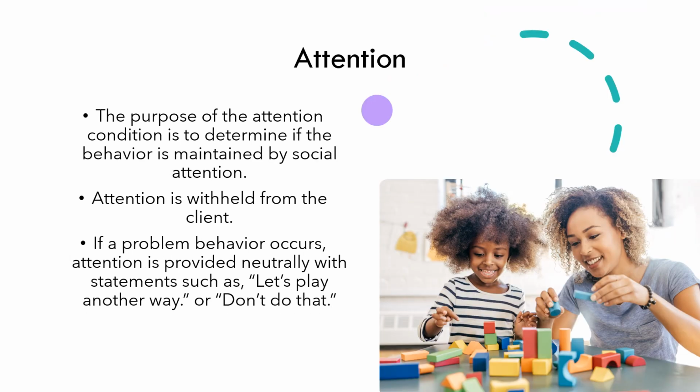The first test condition we will address is the attention condition. The purpose of this is to determine if the behavior is maintained by social attention. During this condition, attention is withheld from the client. If a problem behavior occurs, attention is provided neutrally. For example, if a child picks up a toy and throws it across the room, the therapist would calmly say, "Don't do that," or "Let's play another way." This is done so the attention doesn't end up being a reinforcer.